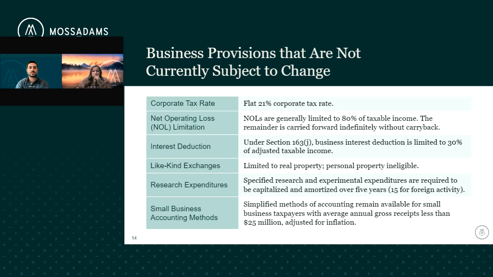All right, these provisions are not going to change. Mentioned the corporate tax rate's not going anywhere. NOL carryforward is permanent, no more carrybacks. The interest expense limitation is permanent. Like-kind exchanges are limited to real property. Research and experimentation costs, this is section 174. There's now a requirement to capitalize and amortize research and experimentation costs over a 5-year period. That's not going away. There's been a lot of movement to get this eliminated, but all tries have failed so far. And then the small business methods that Canada mentioned are also permanent.